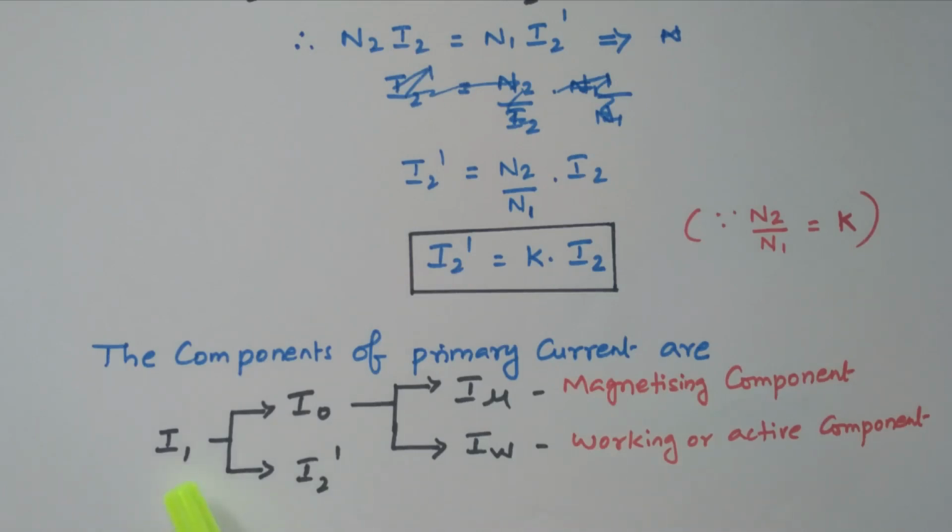Right. So the total current I1 in the primary is the sum of I0 and I2 dash. I0 has two components, one is used for magnetizing, another one for iron loss, that is called the working or active component. So in this video we discuss what will happen to the current and fluxes when the transformer is loaded.